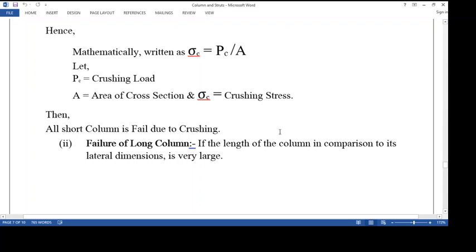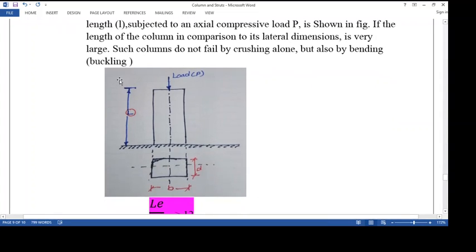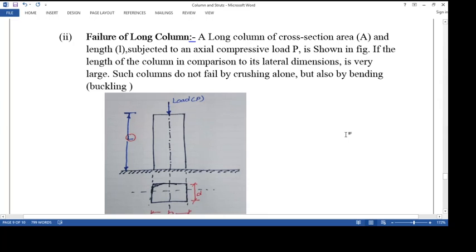Okay, next, now start the failure of long column, or buckling stress. Let's see here. I am assuming one rectangular column, length L, breadth B and depth D. I apply the axial compressive load. You see here, if the length of the column compared to the lateral dimension is very large, at that time the column does not fail by crushing. It fails like a buckling or bending failure.